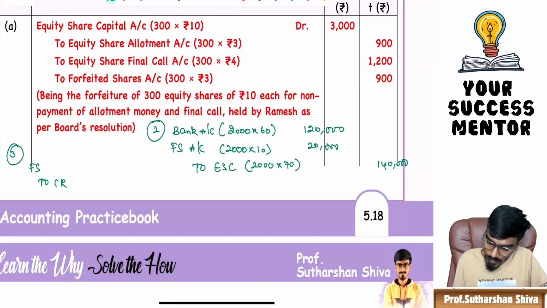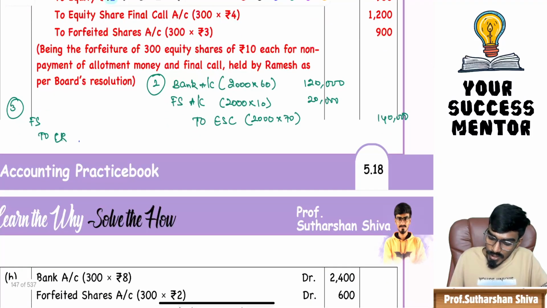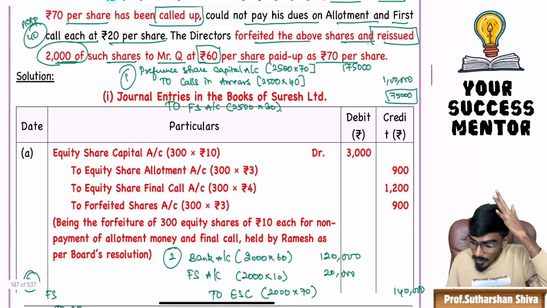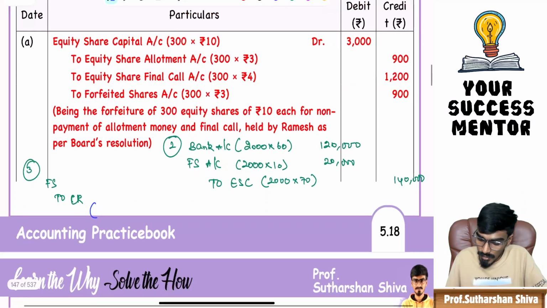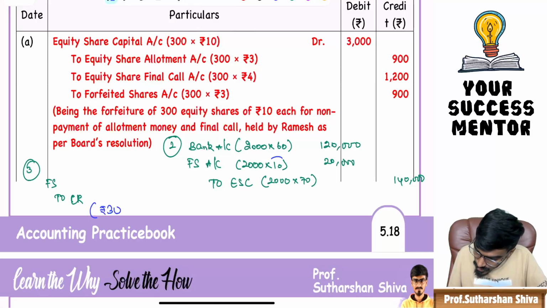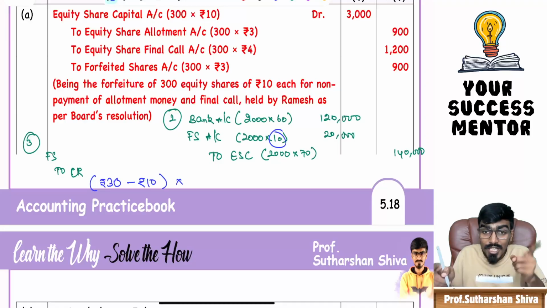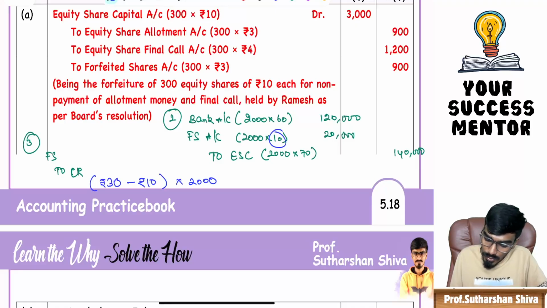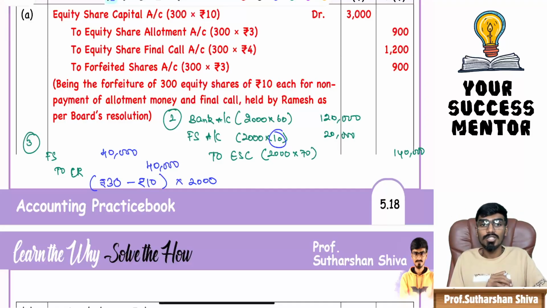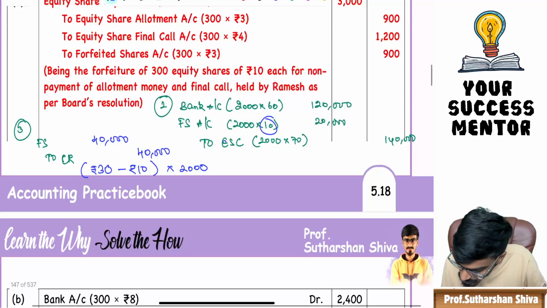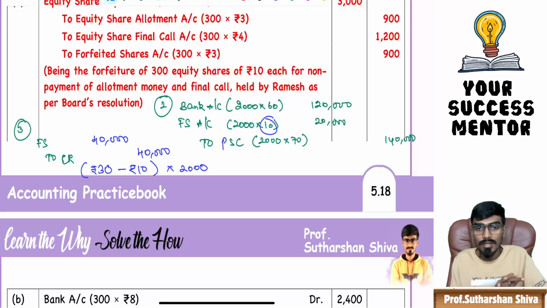Forfeited shares to capital reserve. Now we'll go with that formula. What is a profit on shares forfeited? 30 rupees. What is a loss on shares forfeited? 10, into number of shares reissued, not forfeited. Number of shares reissued is what? 2,000. Direct thing. 20 into 2 is 40,000. That's how the journal entry should be. So here bank account debit, it is not equity, it is preference share capital. Yes, that's it. Are you able to understand till this part?